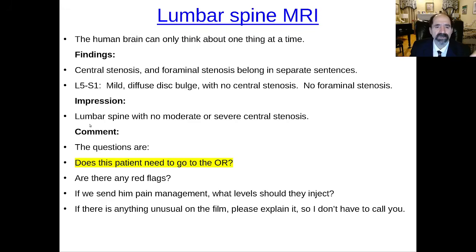In your impression, only include what is going to affect management. So here I said no moderate or severe central stenosis. That way the surgeon knows this is not an OR case. Because the real questions with a lumbar spine MRI typically are, does this patient need to go to the OR? Yes or no? Are there any red flags? Yes or no? If we're going to send them to the pain management doc for steroid injection and whatnot, what levels should they inject? So make your report so that they can easily answer those questions. If there's anything unusual on the film, like probably a benign hemangioma or something, just mention it and explain it so they're not going to feel like they need to call you.